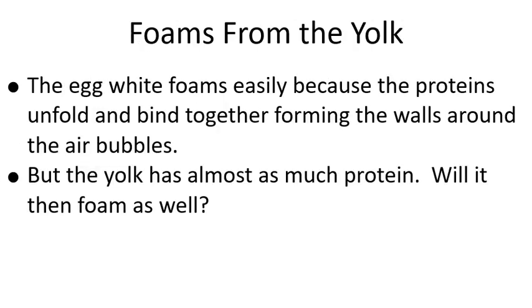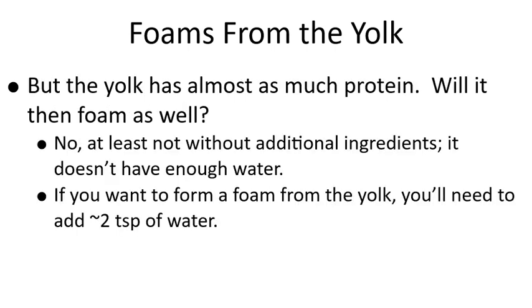Alright, up until now we've been discussing the egg foams formed from the albumin, the egg white. And we've said that the egg white foams relatively easily because of all those proteins present unfolding and binding together to provide structure for the bubble walls. But the yolk has almost as much protein as the white does. Does that mean that we can form an egg foam from the proteins in the yolk too? Unfortunately, the answer is kinda.